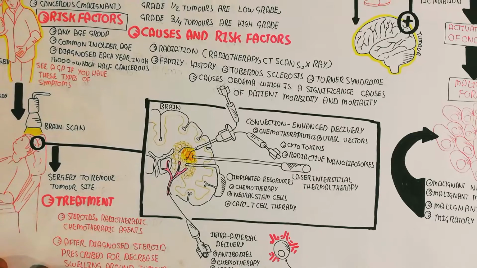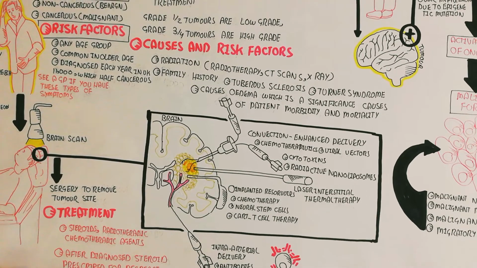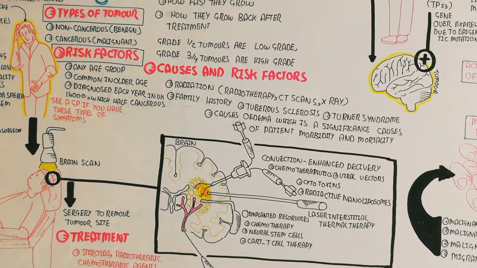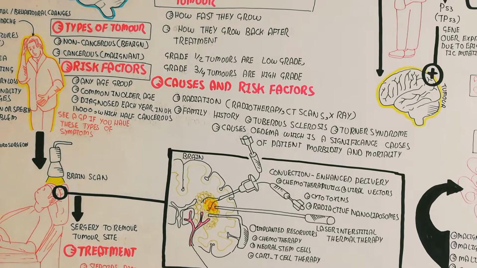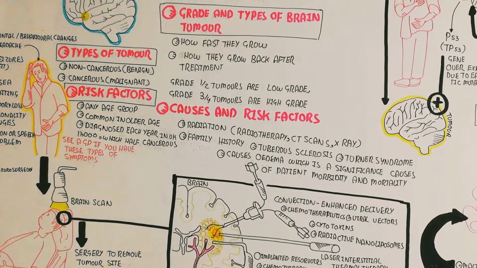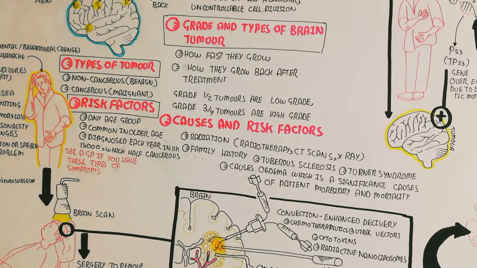And this is basically the overview of the brain tumor. I hope you make sense of these things. And this is the overview of the benign tumor and the malignant tumor. So the non-cancerous is the benign, while the cancerous is the malignant tumor.